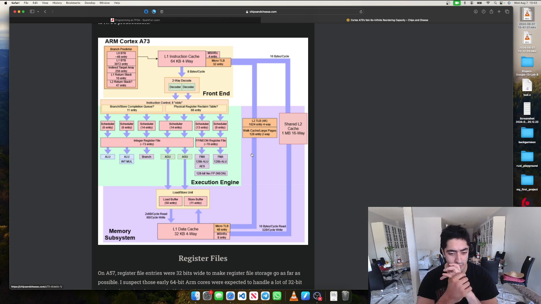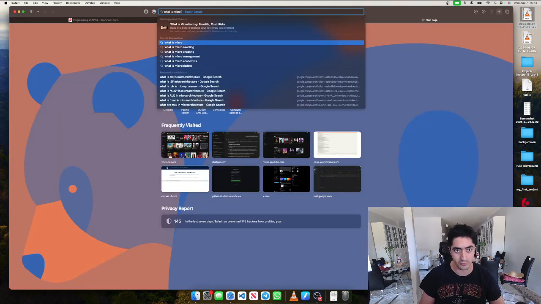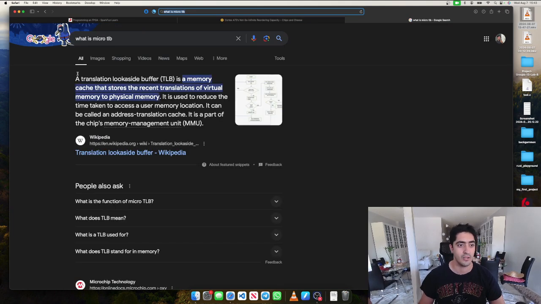And then you move from micro TLB. What is micro TLB in a chip? Translation look-aside buffer is a memory cache that stores the recent translations of virtual memory to physical memory. It is used to reduce the time taken to access a user memory location. It can be called an address translation cache. It is a part of the chip's memory management unit.